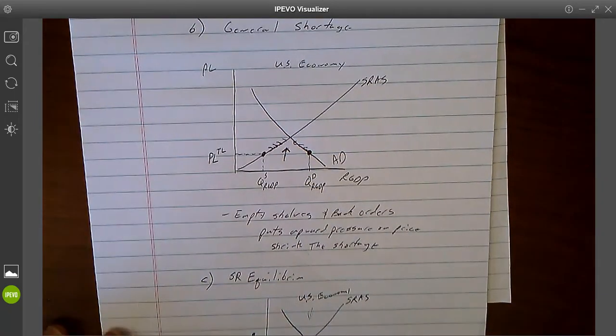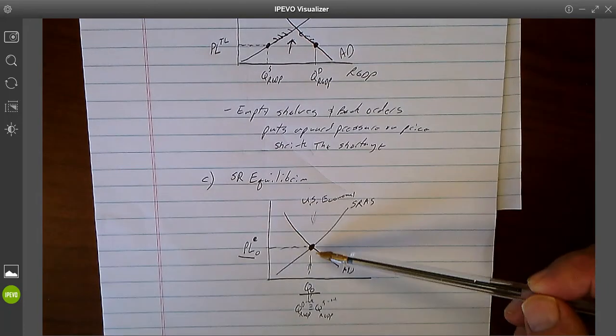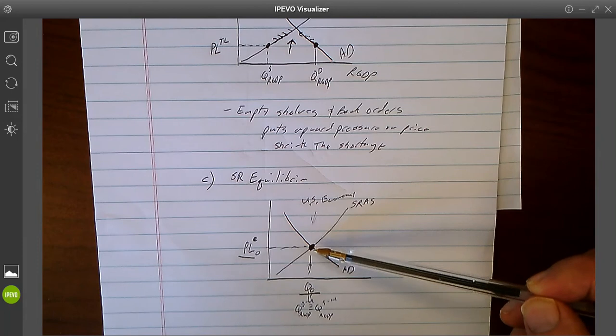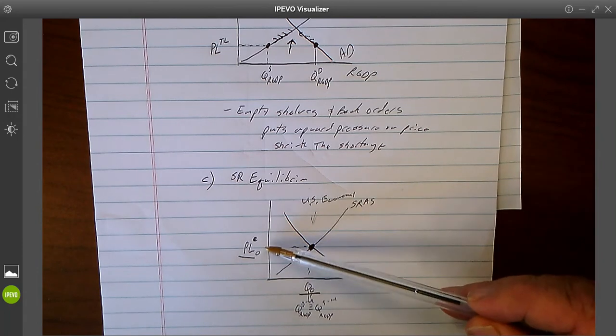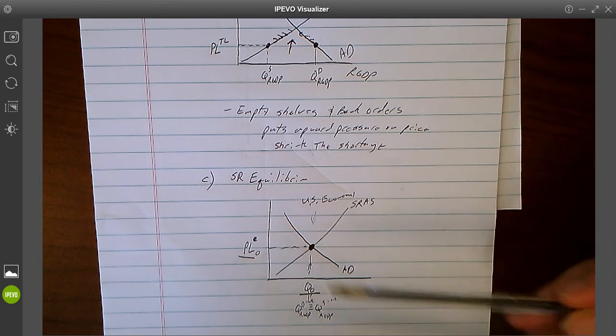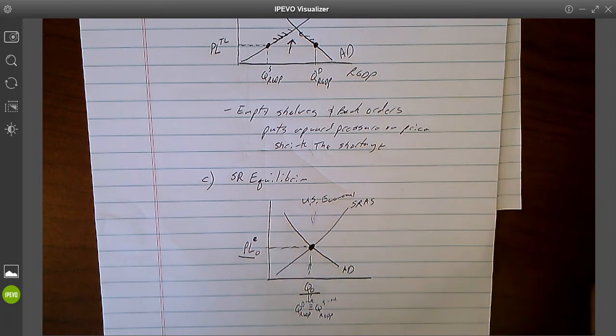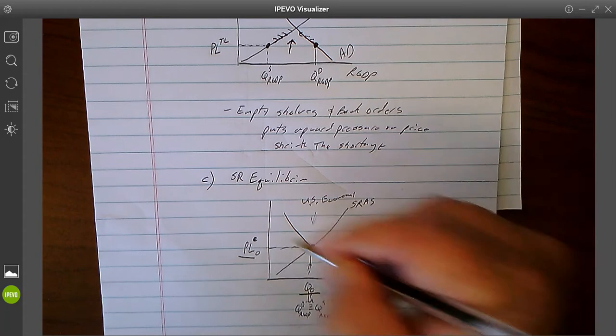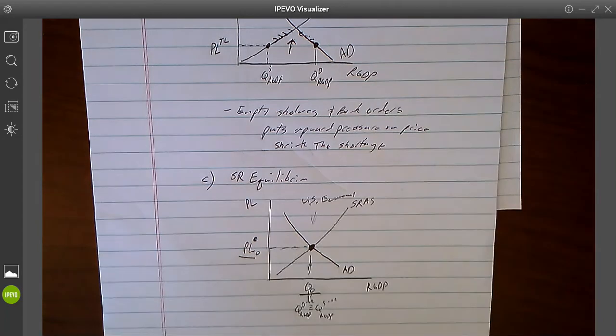Okay? The only time there's no pressure on price to change is when quantity demand and quantity supply are equal. There's no general shortage, there's no general surplus, so there's no tendency for the price level to change. And we call this the equilibrium price level, equilibrium quantity of real GDP in the economy. Again, we're measuring real GDP on this axis, we're measuring price level on this axis.